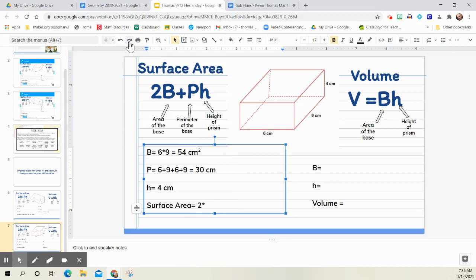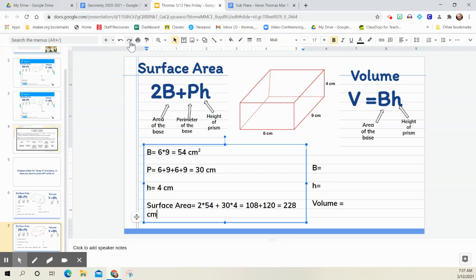So now use the formula. 2 times the base, that's 2 times 54, plus the perimeter times the height. So the perimeter is 30 and the height is 4. And then you do the math. 2 times 54 is 108. 30 times 4 is 120. You add it all up together, you get 228, and that is centimeters squared because you're figuring out the number of squares it takes to cover the entire outside surface.